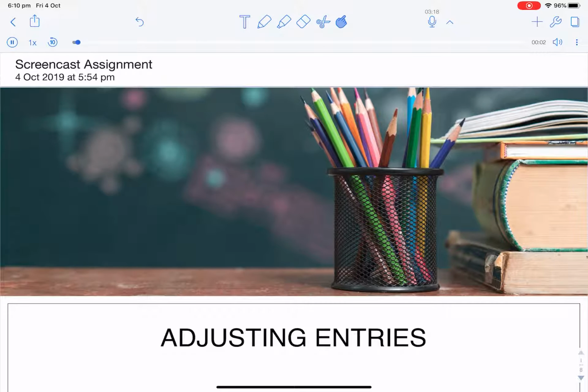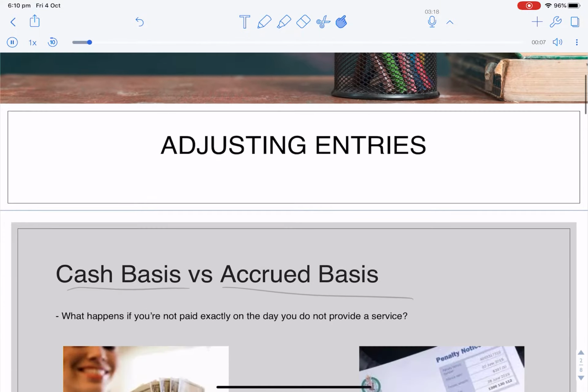Hello guys, my name is Riad, and today we'll be speaking about adjusting entries. In particular, what are they, why do we use them, and how are they recorded?